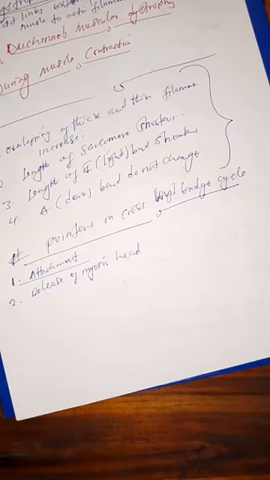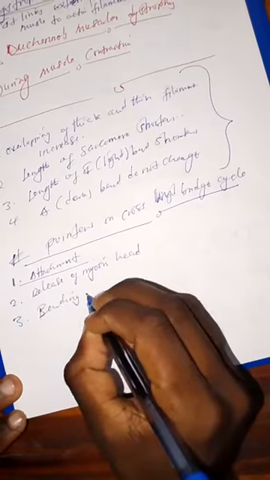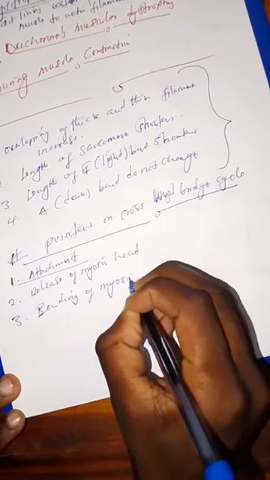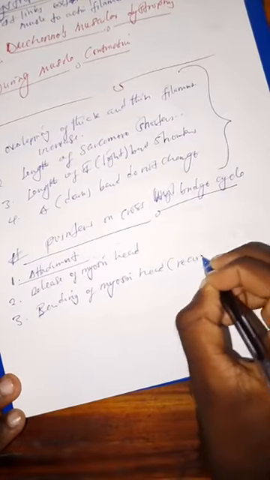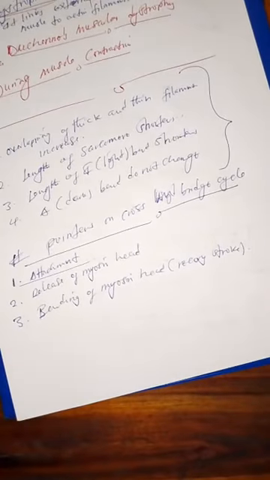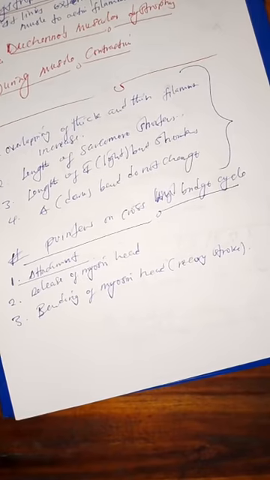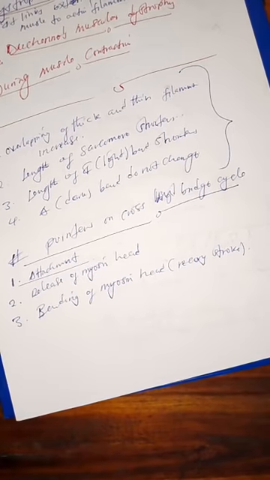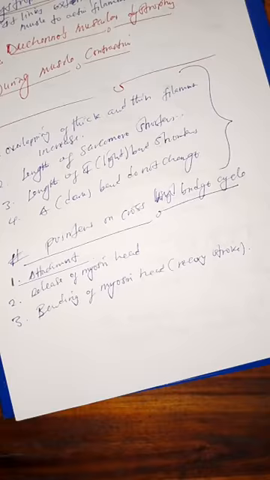So number 3 is bending of myosin head, which is called the recovery stroke. There will be bending of the myosin head, which is the recovery stroke. So there will be conversion of ATP into adenine diphosphate, the ADP, and the inorganic phosphate. This causes the rotation of myosin heads. Hence, the rotated myosin head will assume the pre-power stroke position.